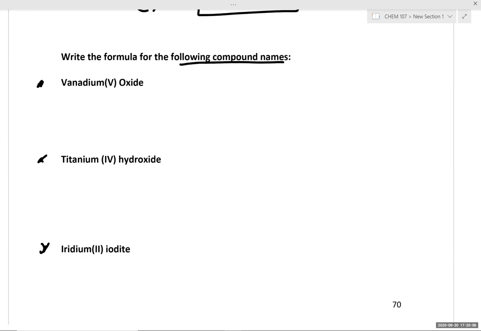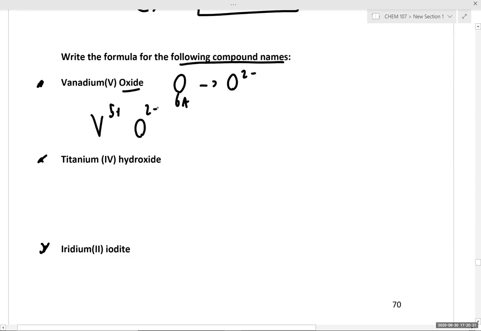Okay, so let's talk about this example. Vanadium 5 oxide. So we have vanadium with a 5 plus charge. Oxide is a derivative of the oxygen anion as a group 6A element. Oxygen forms an anion with a 2 minus charge. Now that we have our two ions, we cross our charges, and that in turn gives us the formula. Does this make sense to everyone?